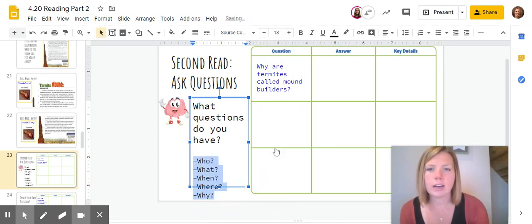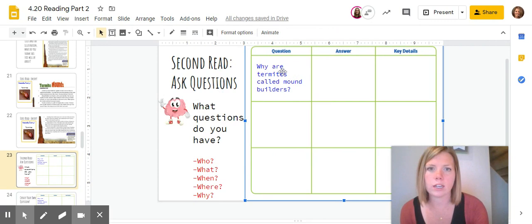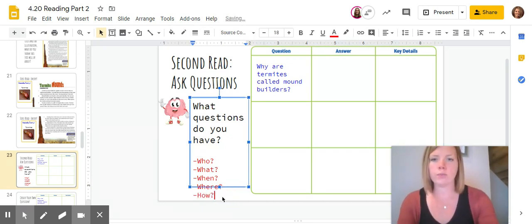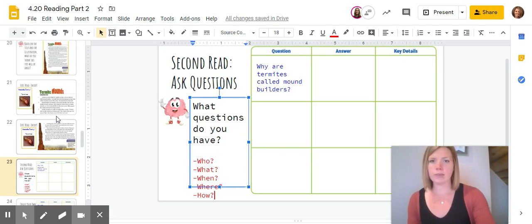Okay, so what I want you to do as I read the second time is think about 2 more questions that you can add to our chart here. So we already have one. It says, why are termites called mound builders? I want you to try to use a different sentence. So try not to use why, right? Let's change that to how. Okay, so come up with 2 more questions as we read it again.